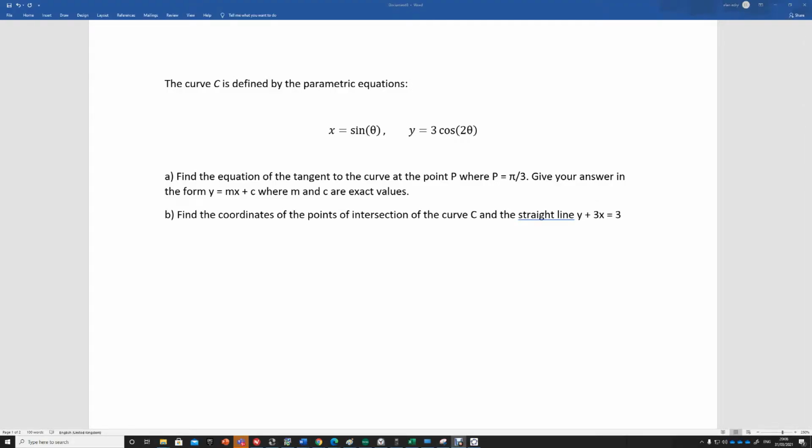We're told that the curve C is defined by the parametric equations x is equal to sine theta and y is equal to 3 cos 2 theta. We're asked in part A to find the equation of the tangent to the curve at the point P, where theta is equal to pi over 3. Give your answer in the form y is equal to mx plus c, where m and c are exact values. So let's make a start with part A for this question.